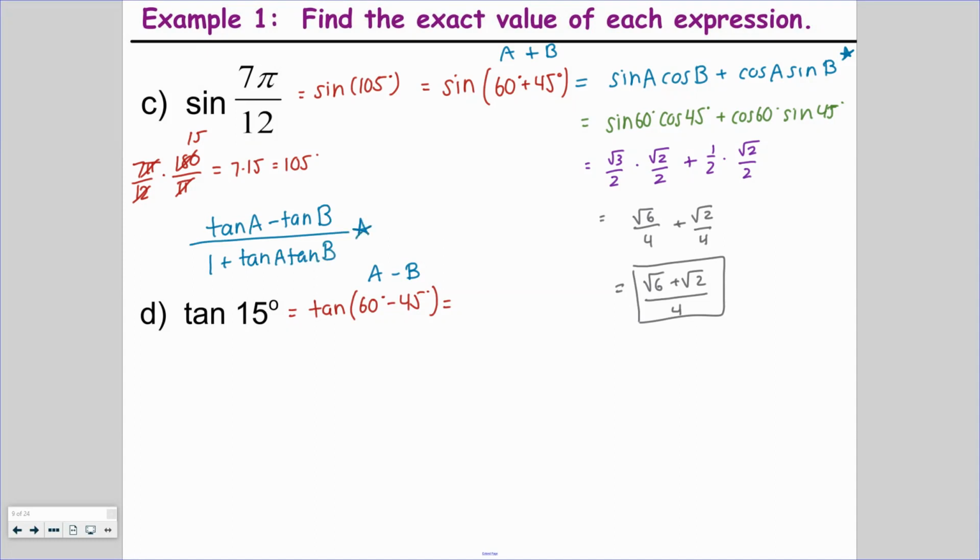So let's substitute. This is going to be the tangent of 60 minus the tangent of 45 over 1 plus the tangent of 60 times the tangent of 45.